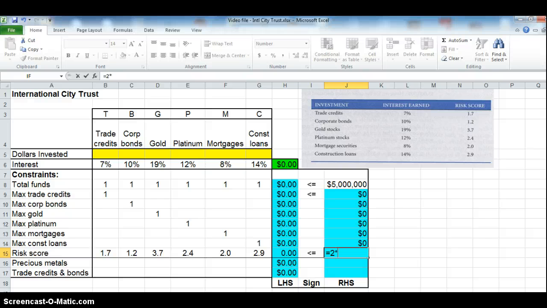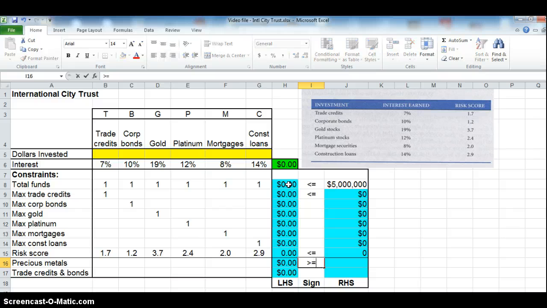Where is our total investment? H8. It could be $5 million or it could be less than $5 million. So we want the risk score to be multiplied by however much our total investment is.